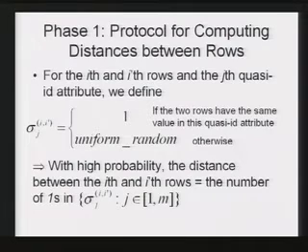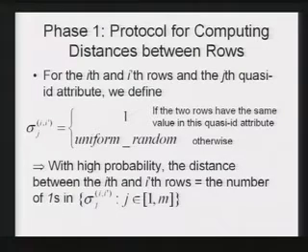Okay, so now let's build a protocol for the first phase. Consider two rows, the ith row and the i prime row, and also a column, which is the jth column. Now we define a variable called sigma sub j super i prime, which is equal to 1 if the two rows have the same value in this column, and it is equal to a uniformly random value otherwise. Okay?